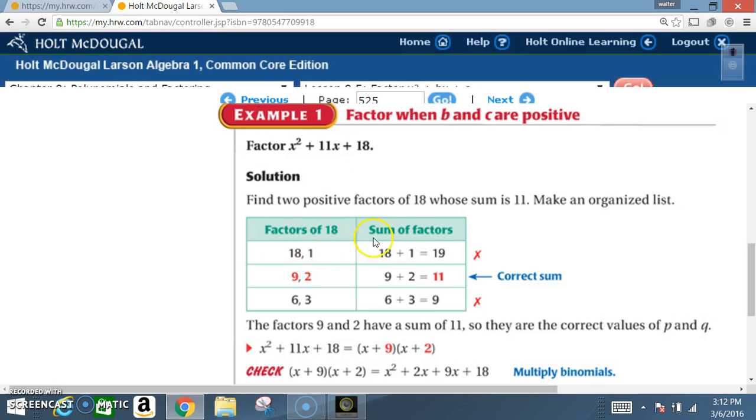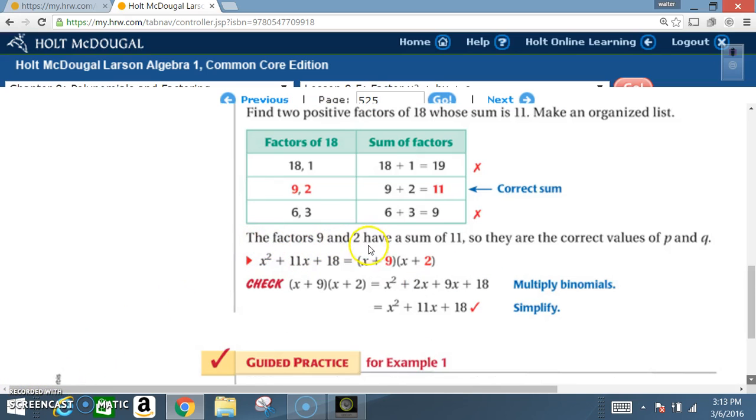Now 18 plus 1 will give you 19. 9 plus 2 will give you 11. 6 plus 3 will give you 9. So the one you want is 9 and 2. Once again, 9 times 2 is 18, and 9 plus 2 is 11. So those are your factors, 9 and 2. The factors 9 and 2 have a sum of 11, so they are the correct values of p and q.